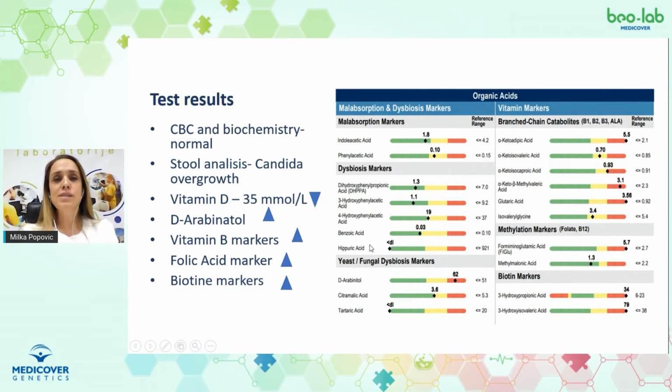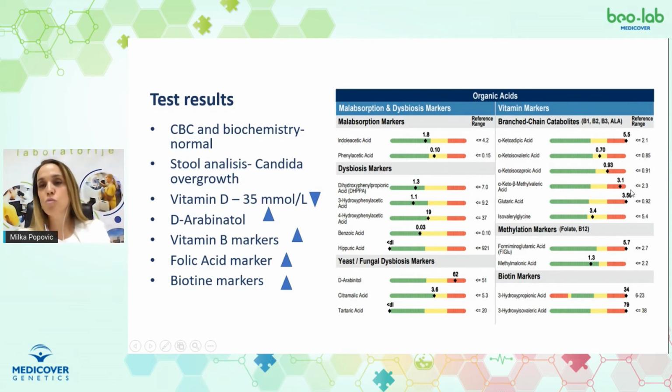Let's take a look at what we've seen here. As you can see, there is a dysbiosis. Everything is within the normal limits in the dysbiosis markers. However, here the D-arabinitol in the fungal markers confirms that there are some fungi in the stool, which we already know. And on the other side, we have vitamin markers. They are quite elevated here.